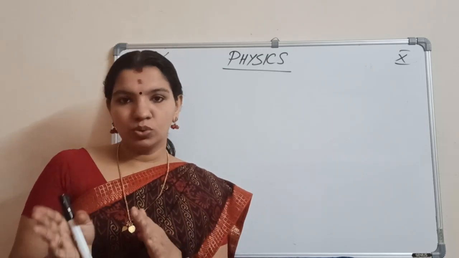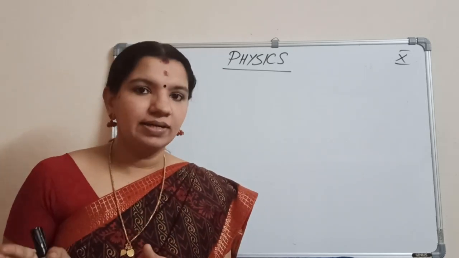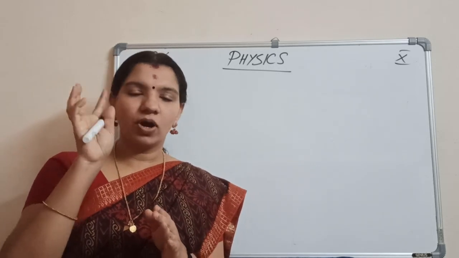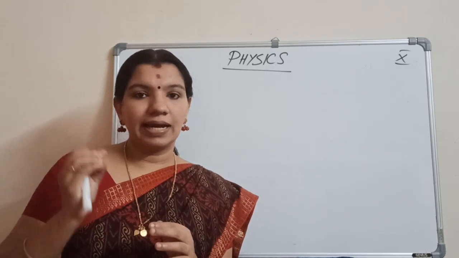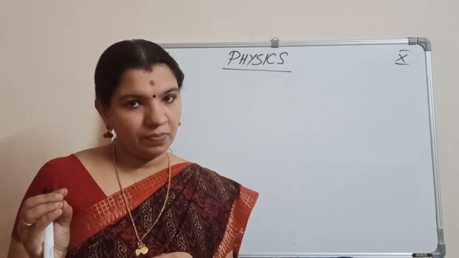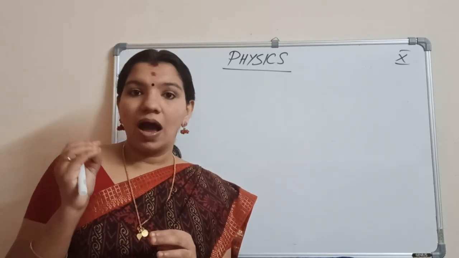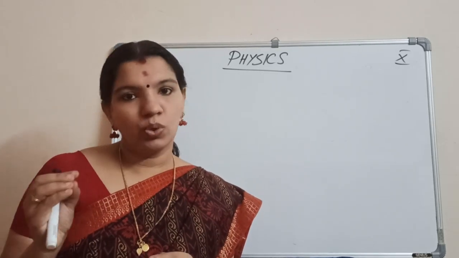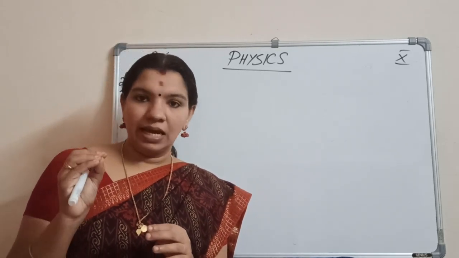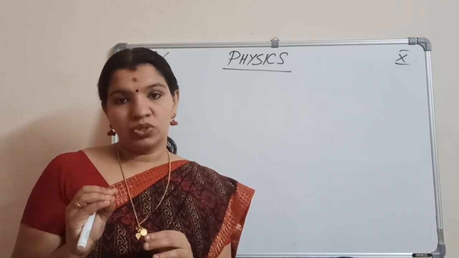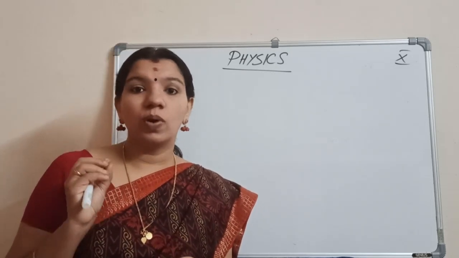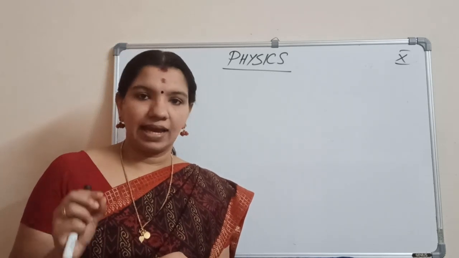Then we moved to electric current. I am just saying the important points only. Electric current is actually the rate of flow of electric charge. It is represented as I. So I is equal to Q by T. The unit of electric current is ampere. So 1 ampere is equal to 1 coulomb by 1 second.